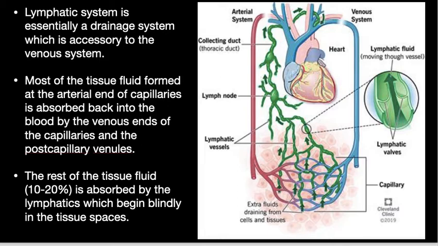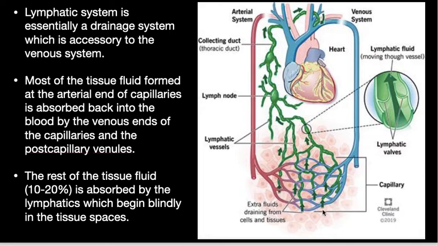Now, the lymphatic system is essentially a drainage system that is accessory to the venous system, and most of the tissue fluid absorbed at the arterial end of the capillaries is absorbed back into the blood by the venous end of the capillaries and the postcapillary venules.